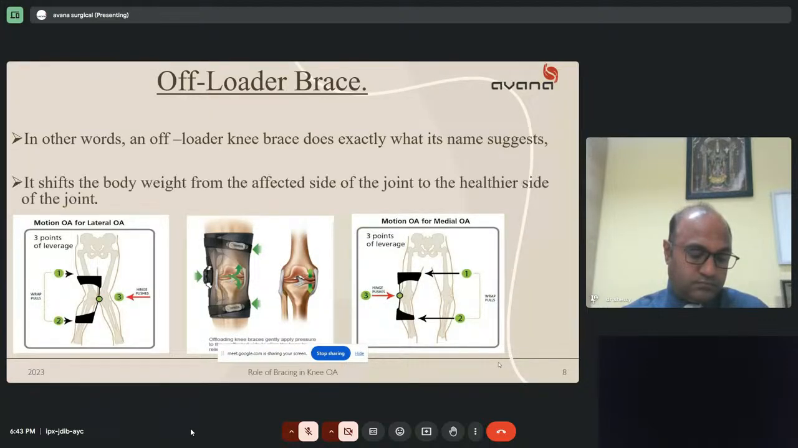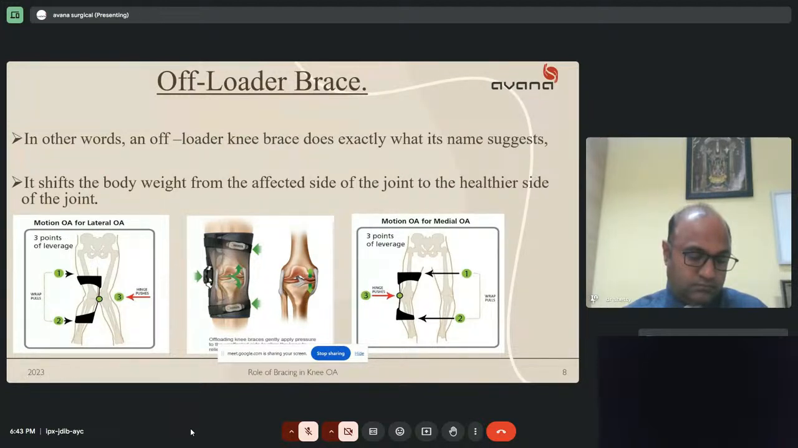So as mentioned by the doctor, the offloading knee brace has, if you can see this, a thumb wheel dial, and you are seeing two straps over here. These two straps will apply pressure, and the thumb wheel dial will apply pressure on the opposite side.